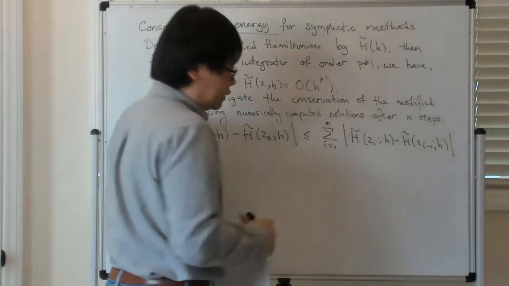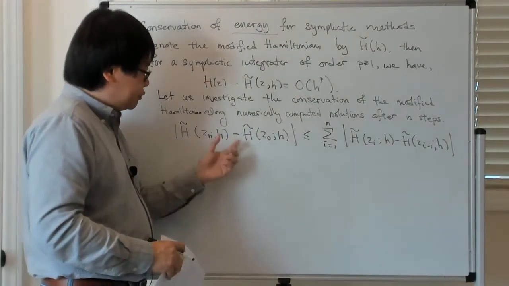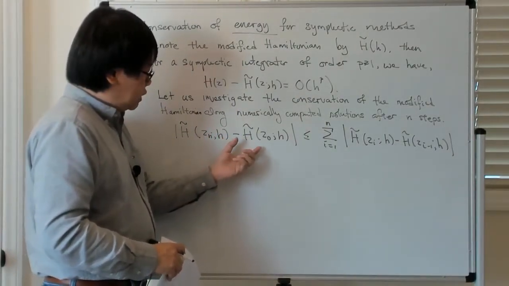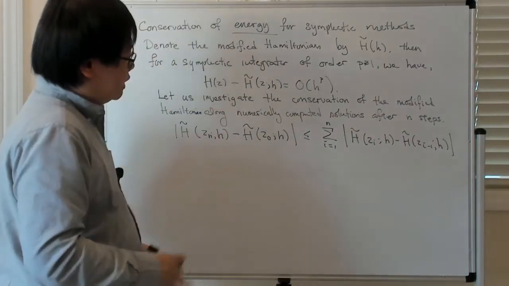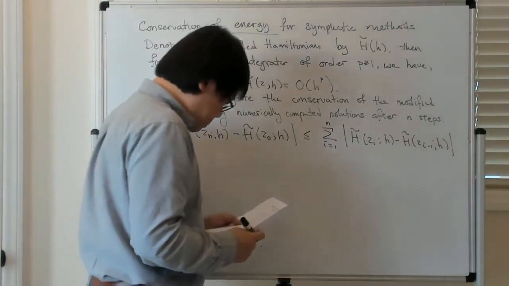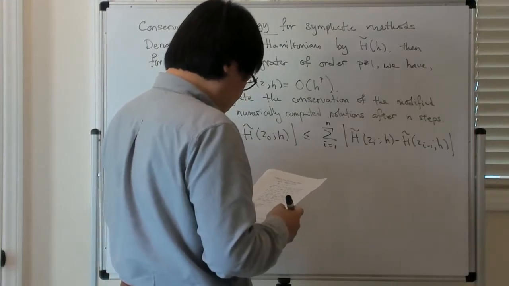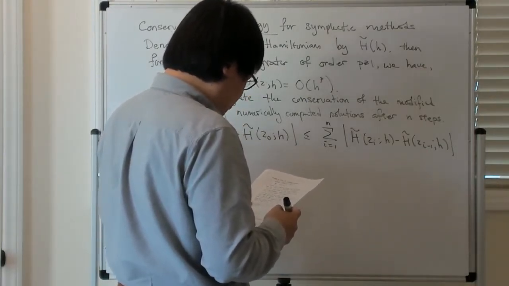Okay, and of course, by adding and subtracting, you get these intermediate values of the modified Hamiltonian in the interior points, and then again applying the triangle inequality. Okay, so then the next thing you do is the following.